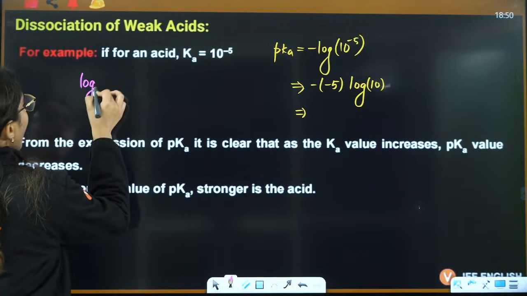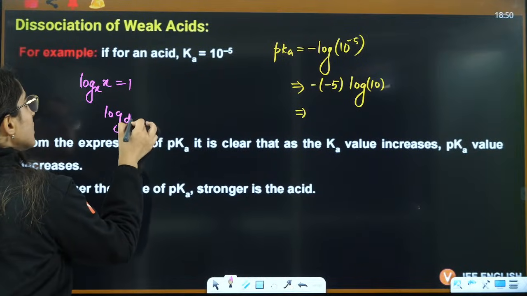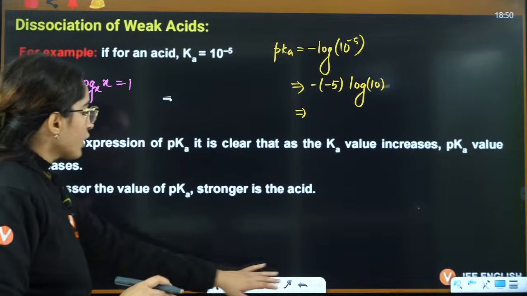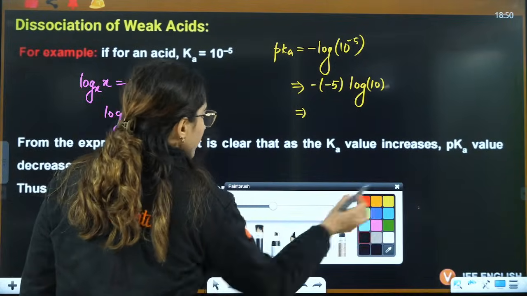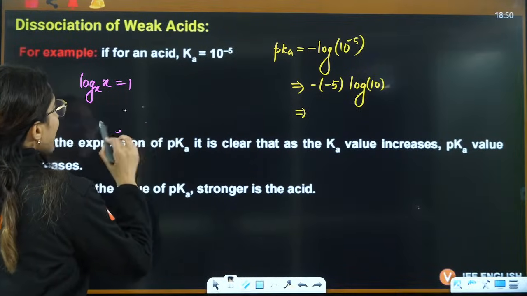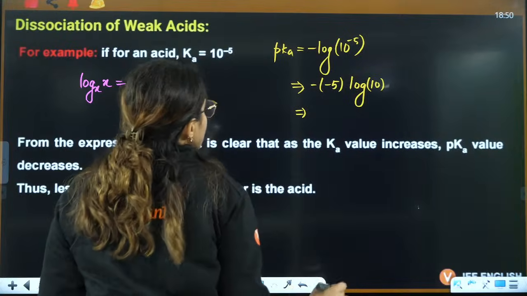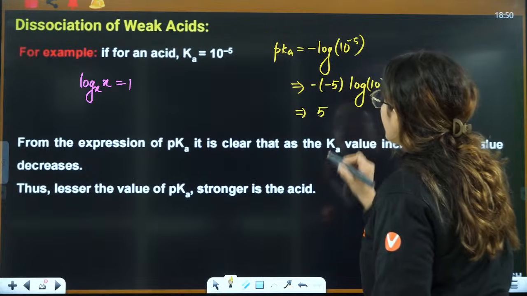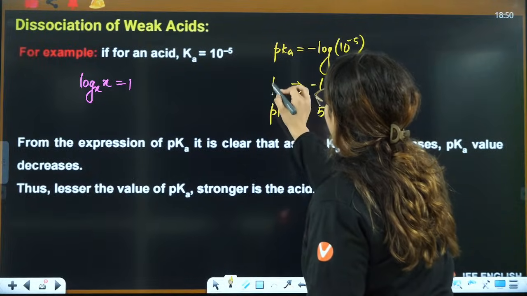That is, log x of x is always 1. Any log you have, if the base and the value are the same, then its value is going to be 1. So when we say log base 10 of 10, that is 1, right? So 5 is the correct answer. So this is the value of pKa.